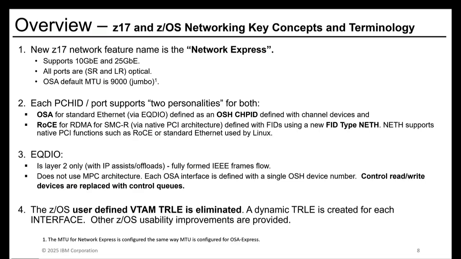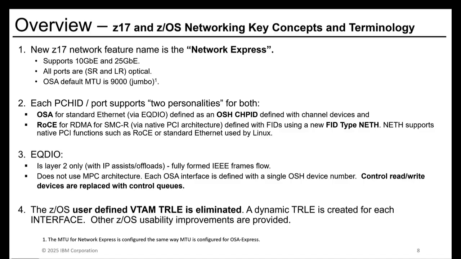Again, it supports 10 and 25 gigabit. All ports are optical, and SR or LR optics are available. And the default MTU of the new card is Jumbo Frames 9000. But how you define and configure your MTU has not changed. It just defaults to the optical value for the speed of Ethernet. But if you set a lower value, of course, those settings still take place in the same way.